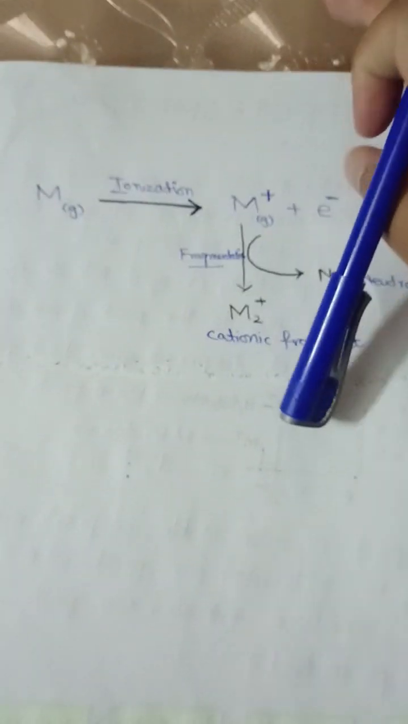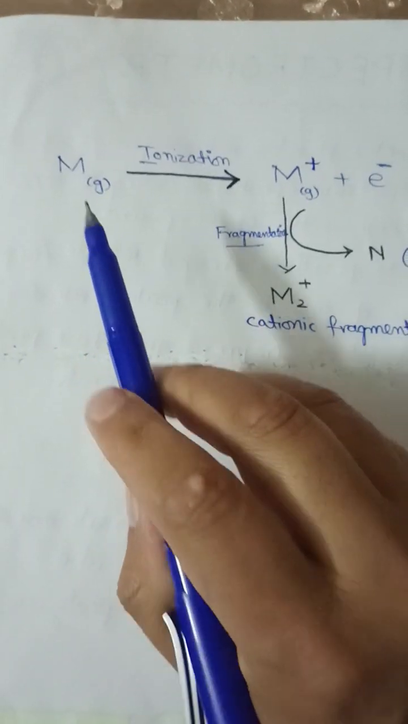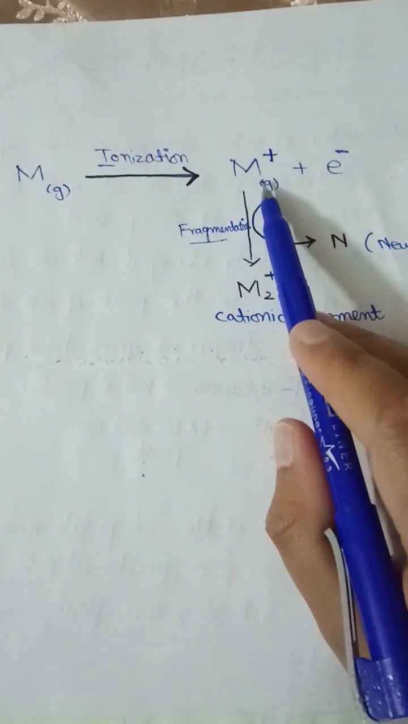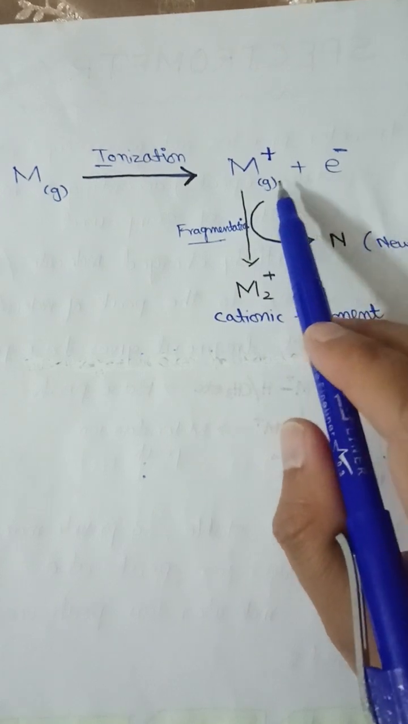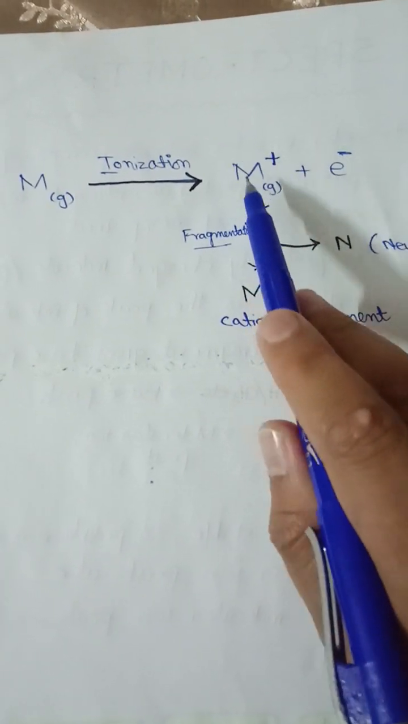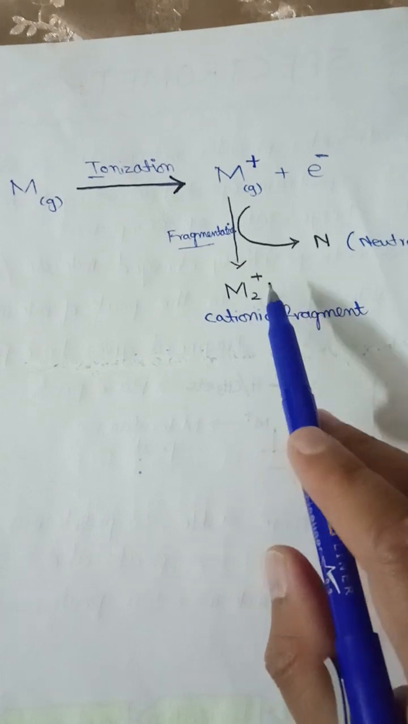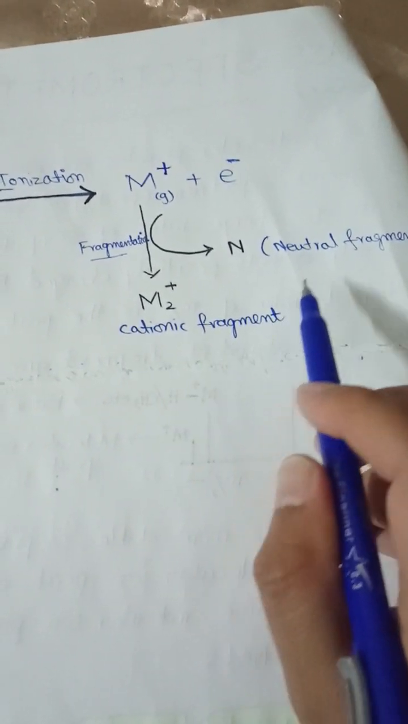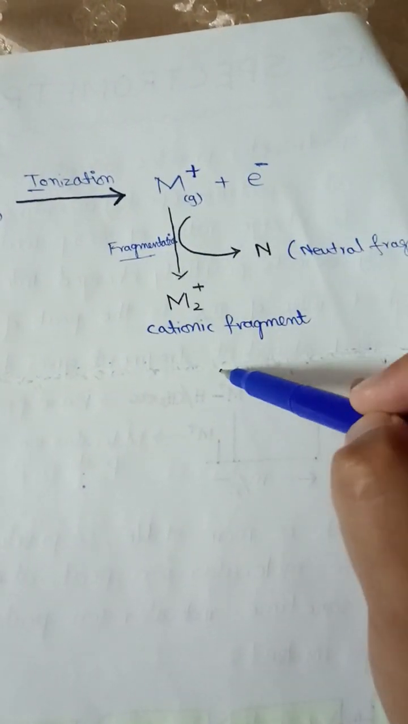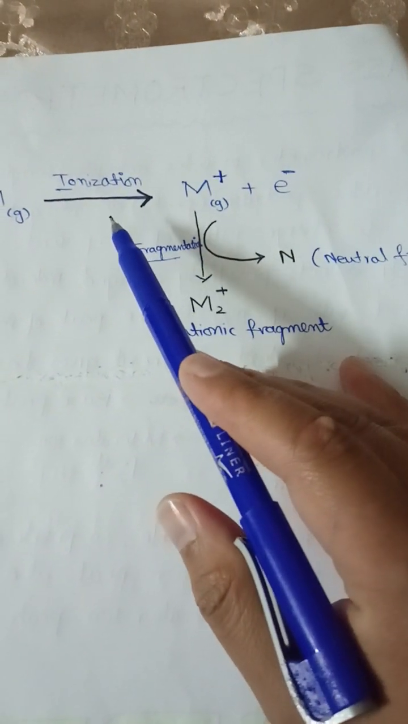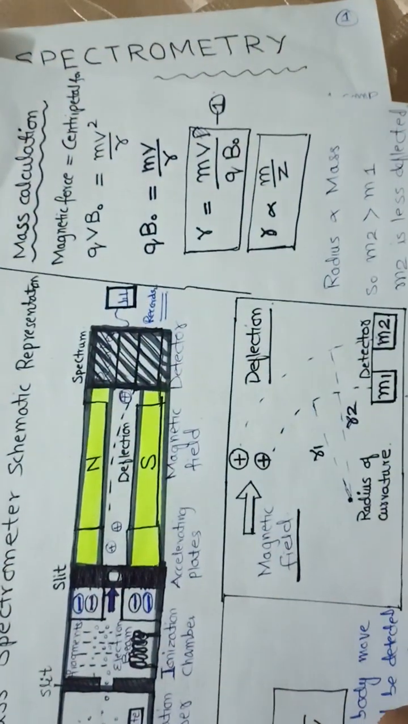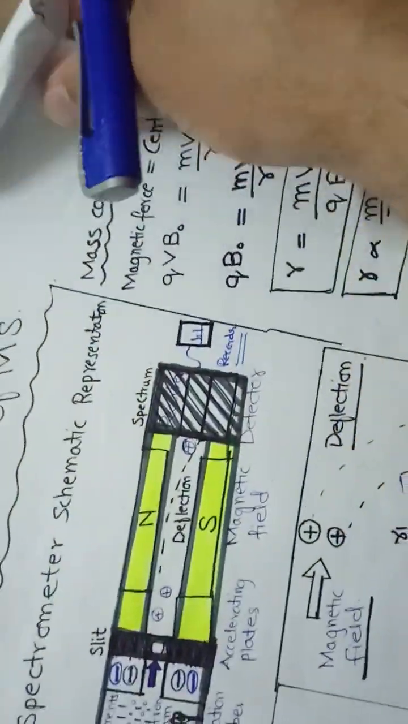If we look at the ionization and fragmentation, let's suppose we have the molecule in gaseous form, then it ionizes in this form and an electron will be removed. After this M plus, which is the molecular ion peak, the fragmentation occurs and we get some neutral fragments and cationic fragments. The fragmentation pattern is different in different ionization techniques. We will discuss in later videos how many kinds of ionization techniques and fragmentation occur.